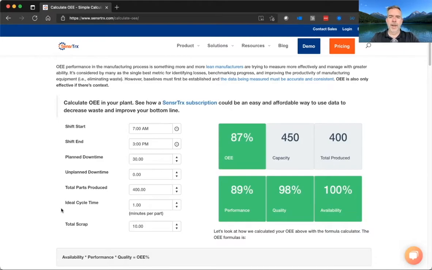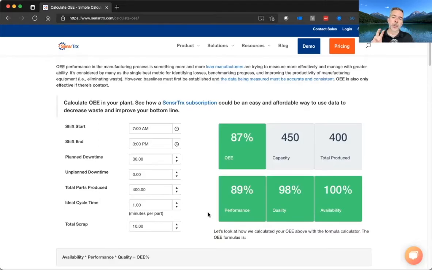And at the end of the day, when people say, hey, we want to track OEE, what they really want to look at are the components of OEE, which is performance, quality, and availability. So we'll walk through each one of those. But the way you get OEE is you multiply these three numbers together. Those numbers are typically expressed as percentages. You multiply them together and boom, you get OEE, which is also a percentage.